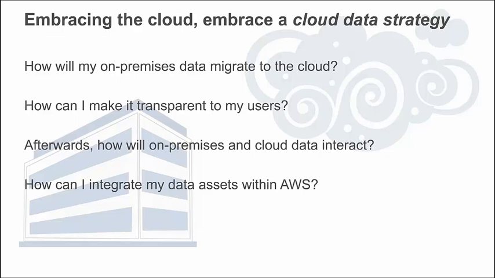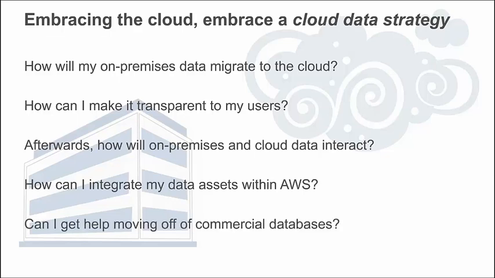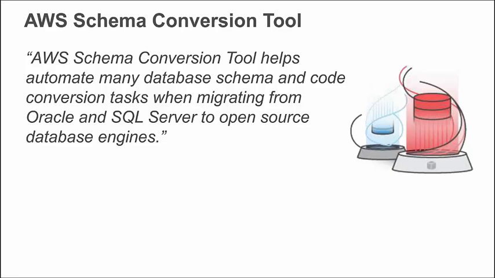So far, we've been talking about the cloud data migration strategy and how to move data from one environment to another. For the customers who ask us about help with migrating off commercial databases, we have recently launched the AWS Schema Conversion Tool. This tool automates a lot of conversion tasks for your database schema and the code that is embedded in your database, when you're migrating from commercial databases such as Oracle or SQL Server to open source databases such as MySQL, Aurora, MariaDB, or Postgres.